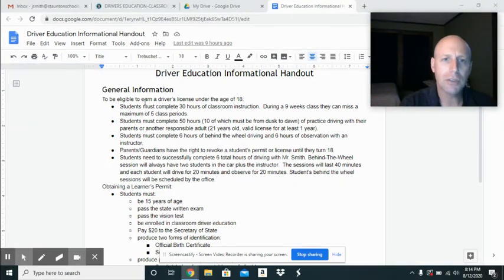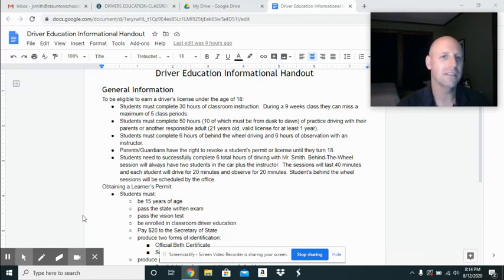So just some general information. To be eligible to get your driver's license before the age of 18, which I assume is what most of you want to do. If you don't want to take driver's ed, you can just wait until you're 18 to get your license. But assuming that you want to get your license whenever you turn 16, let's talk about the things that you have to do.